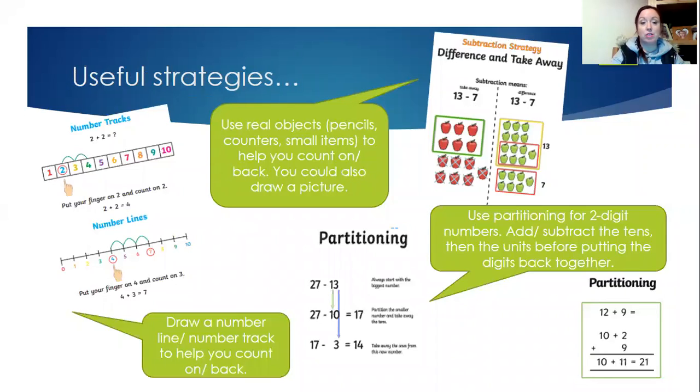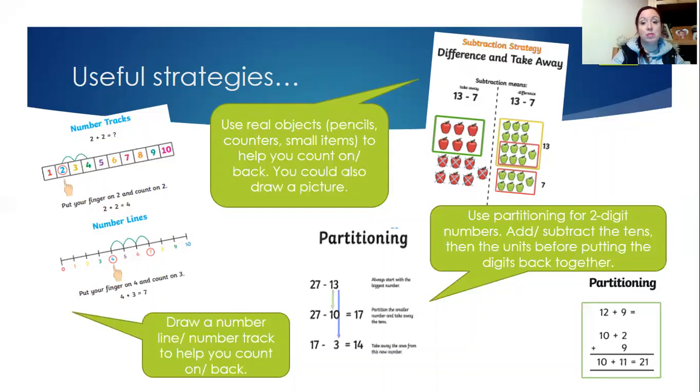Some strategies then that you could use to help you in your work are things like using a number line or a number track that we have used in the autumn term in school in our learning. You could also use some real objects such as pencils or counters, other small items, maybe toys or sweets, maybe even bits of paper that you're using as counters to help you count on and to count back. You could also draw a picture.